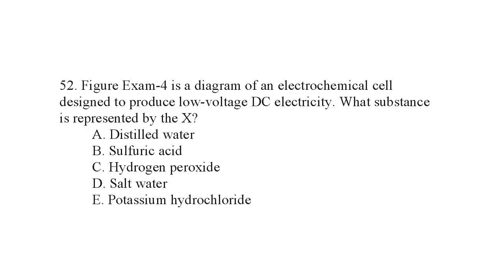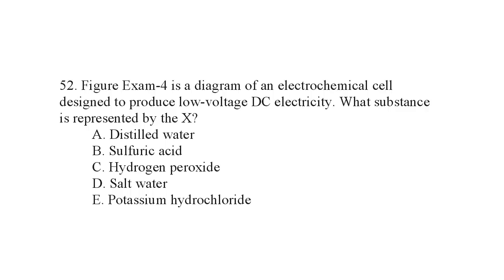Here is an explanation for the answer to final exam question number 52 in Alternative Energy Demystified, 2nd edition. If you have the printed book, you'll find it on pages 320 and 321. The illustration, figure exam-4, appears at the top of page 321. It's a diagram of an electrochemical cell designed to produce low-voltage DC electricity, typically about 2.1 volts.